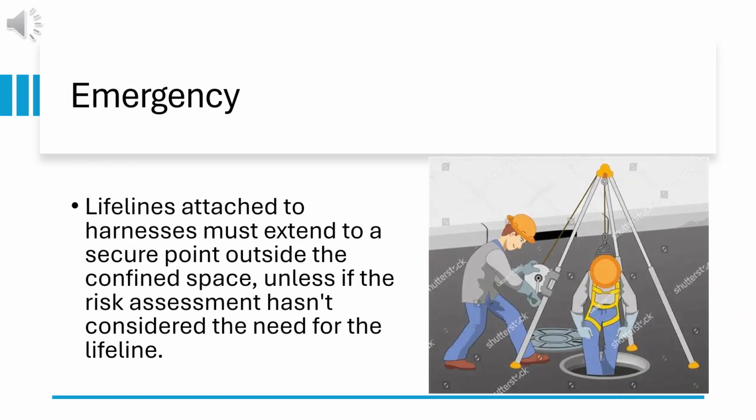Emergency. Emergency situations in confined spaces are extremely dangerous and require a well-planned, well-practiced response. Statistics show that more than 60% of confined space fatalities involve would-be rescuers who entered without proper equipment, training, or authorization. This highlights a critical rule: no one should attempt a rescue unless they are fully trained, properly equipped, and authorized under the site's emergency response plan.